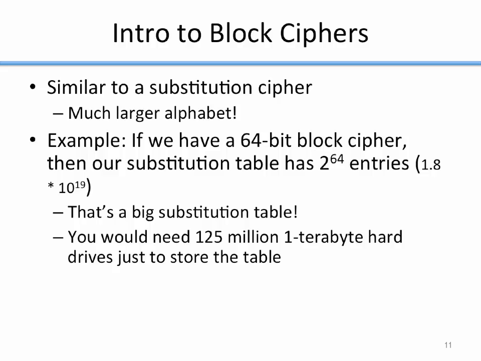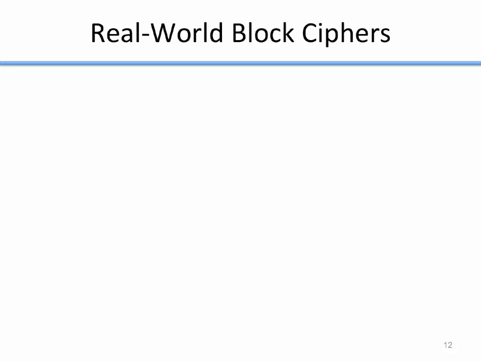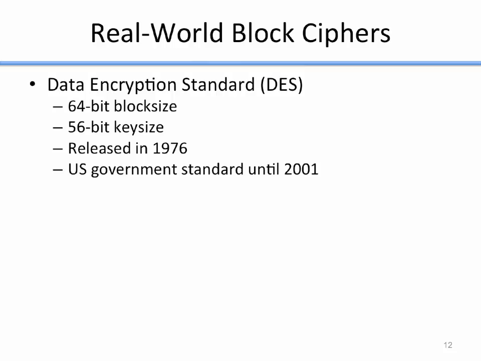So the goal of a block cipher is to function as a substitution cipher, except that instead of building a substitution table, you simply get the same functionality out of an algorithm and a small key. So what are some real-world block ciphers? One common block cipher is the Data Encryption Standard, DES. It's a 64-bit block size with a 56-bit key size.